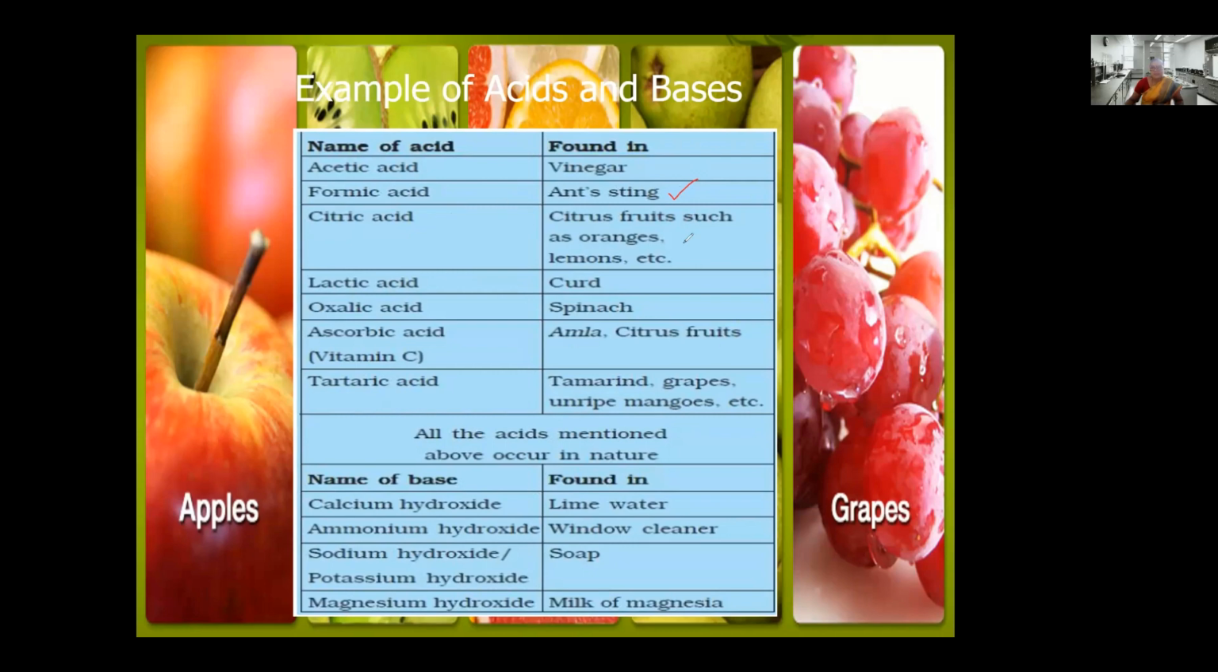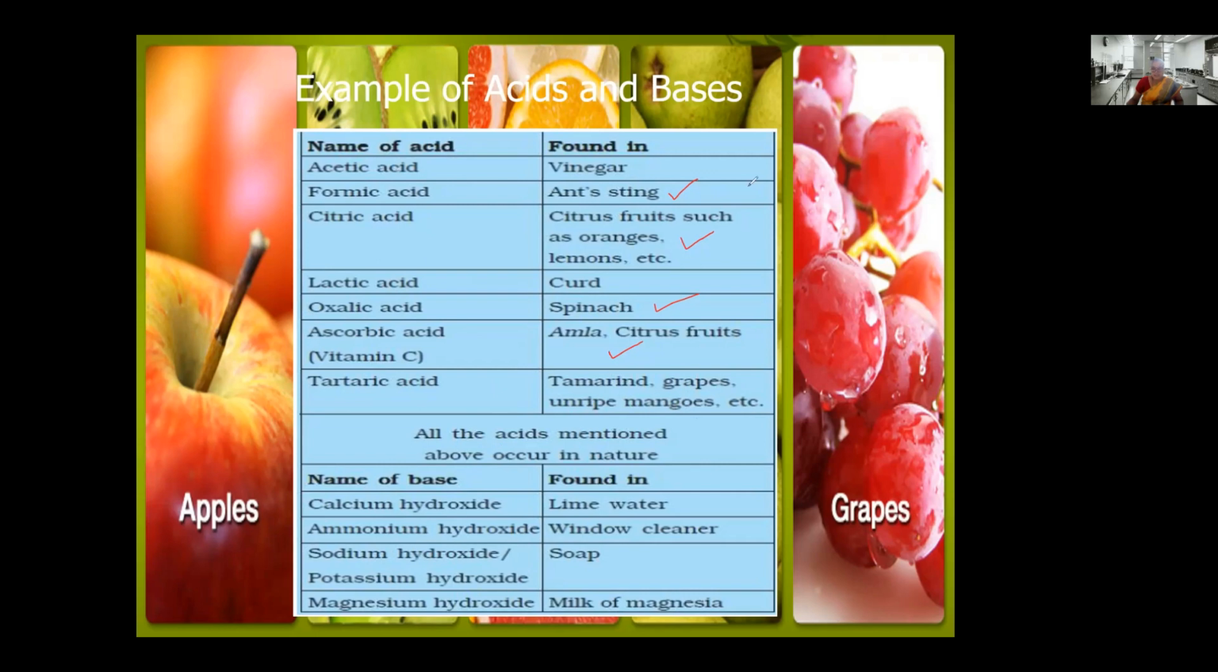Citric acid: citrus fruits such as oranges and lemons, etc. Lactic acid: curd. Oxalic acid: spinach and all kinds of greens. Ascorbic acid: amla and citrus fruits. Tartaric acid: tamarind, grapes, unripe mangoes. All the acids mentioned above occur in nature.